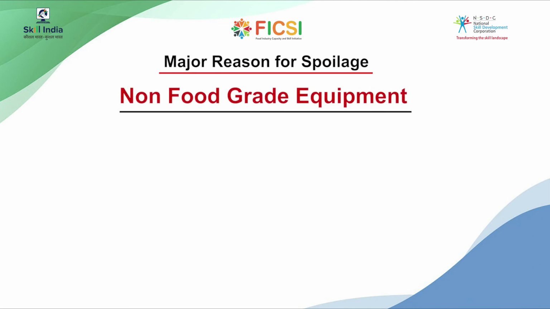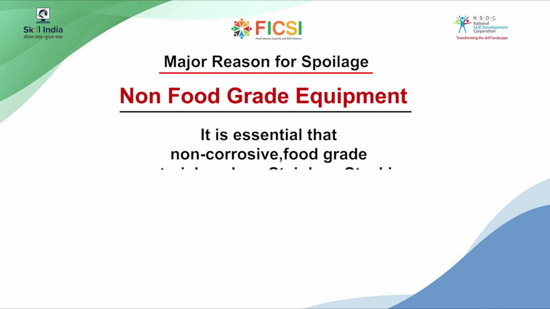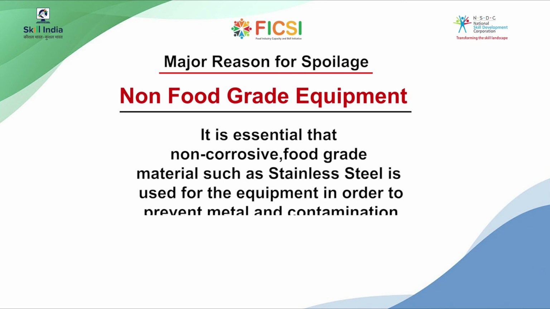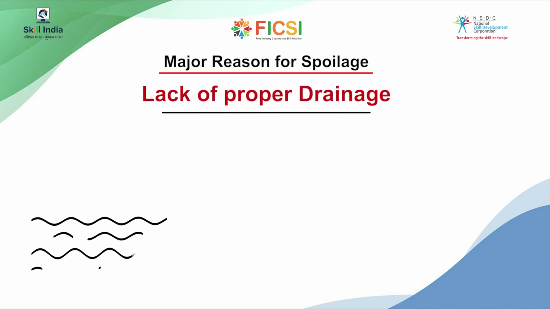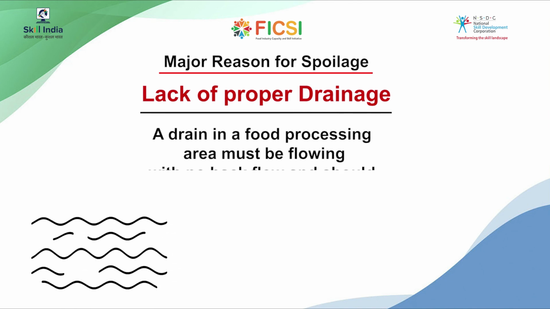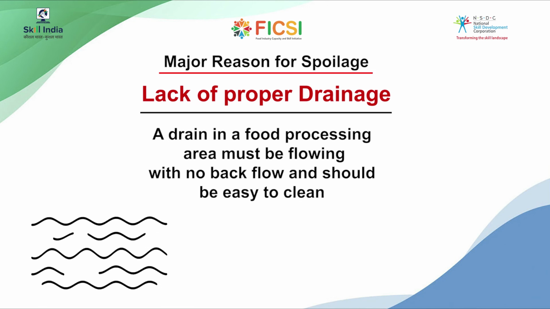Non-food grade equipment. It is essential that non-corrosive, food grade material such as stainless steel is used for the equipment in order to prevent metal contamination. Lack of proper drainage. A drain in a food processing area must be flowing with no backflow and should be easy to clean.